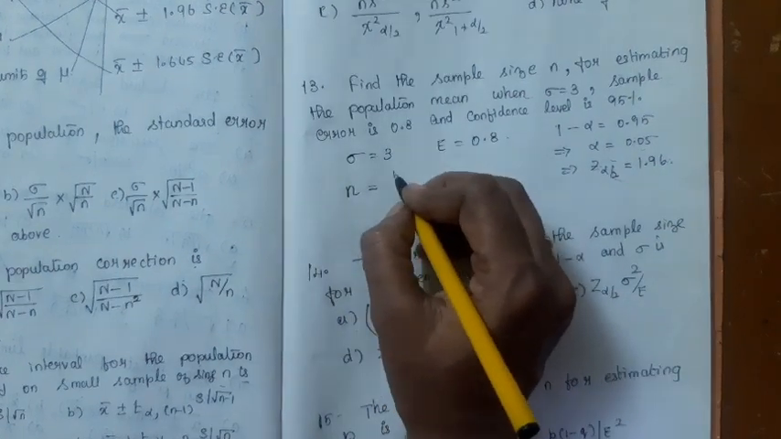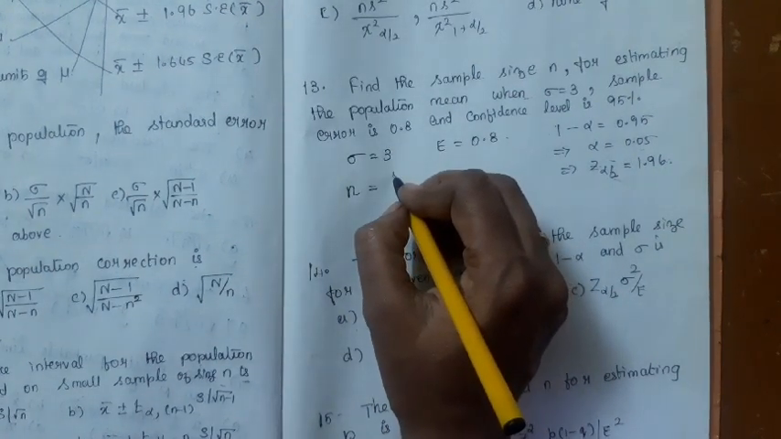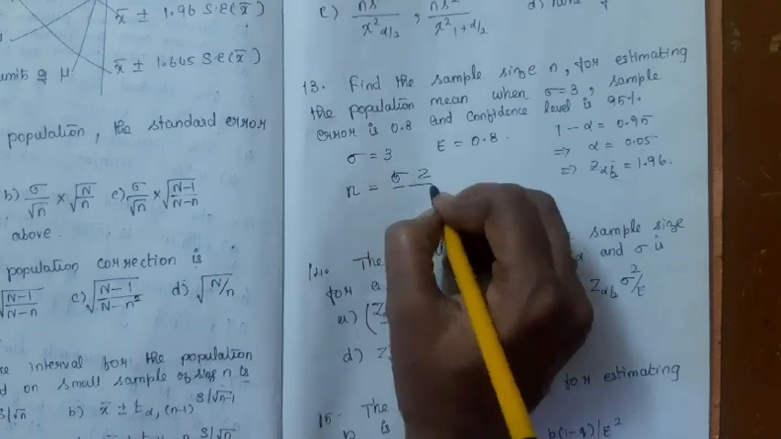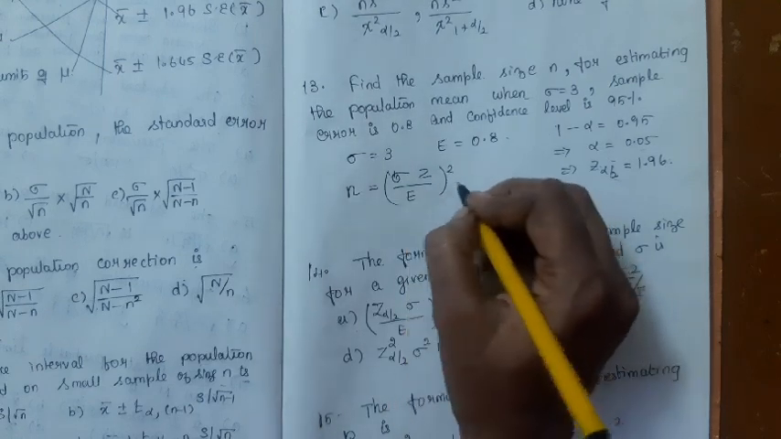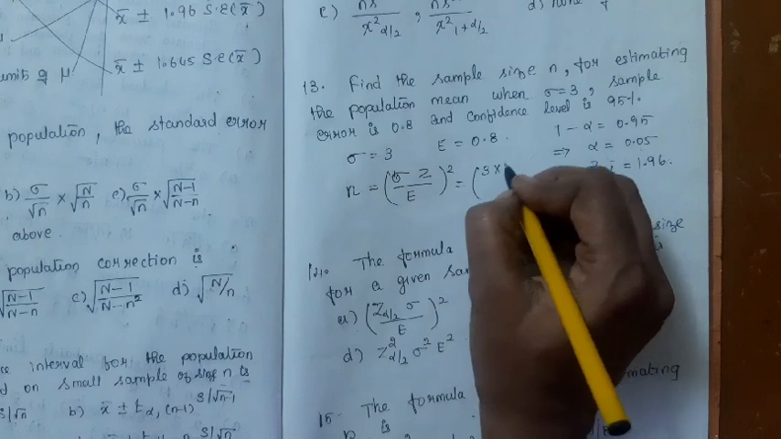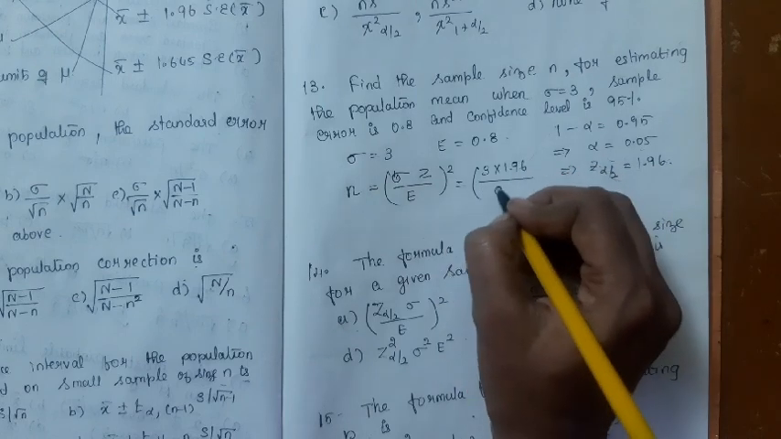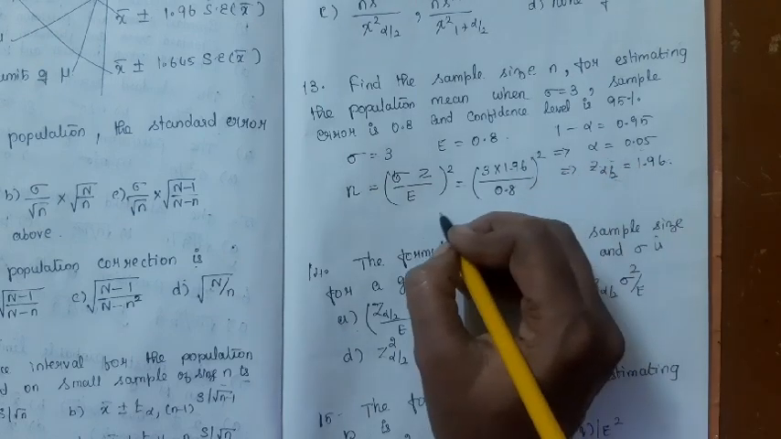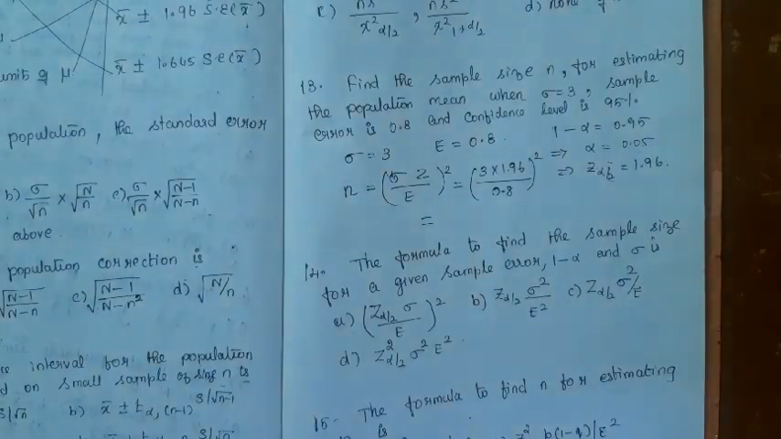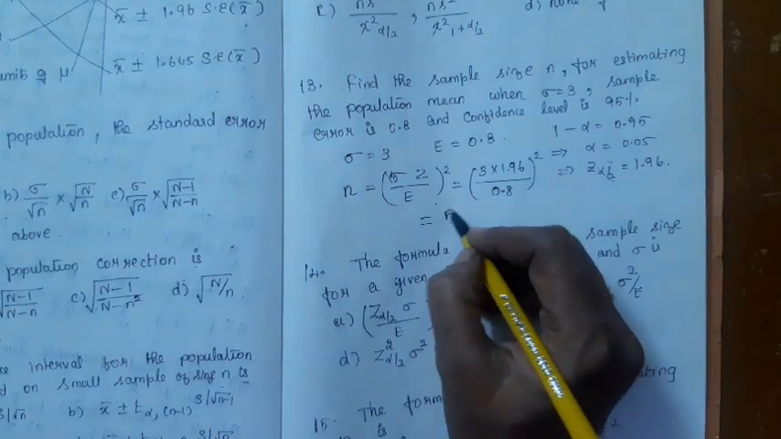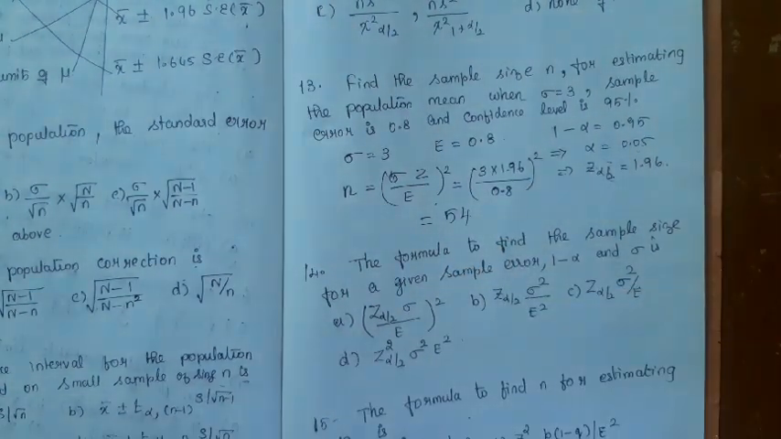Sample size n is, what is the formula for n? Sigma z by E the whole square. 3 into 1.96 by 0.8 the whole square. Right? You work it out. You get the answer as approximately 54.